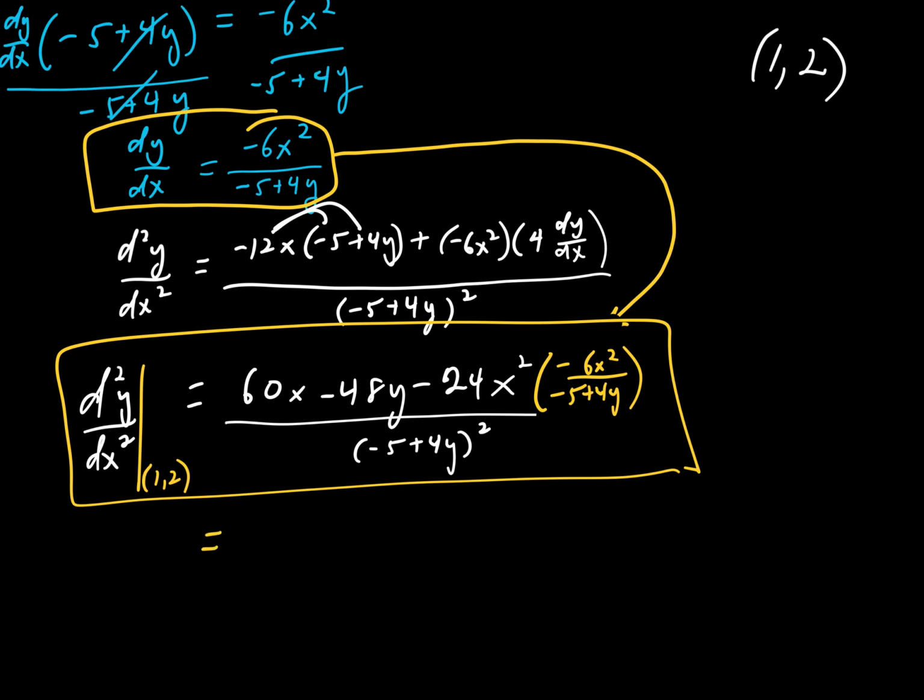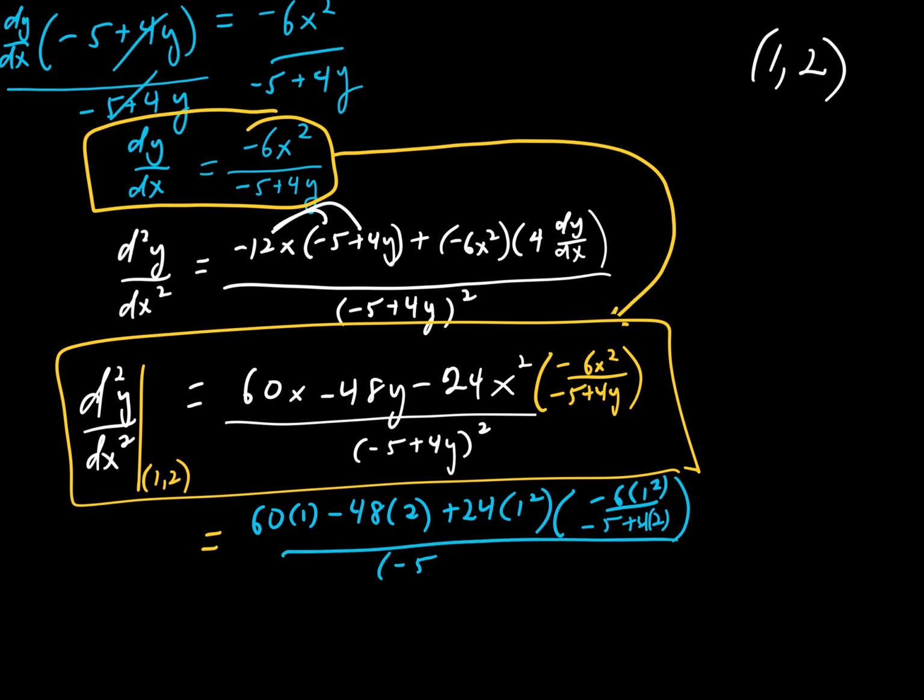All right, well, I'm going to go ahead and plug in my values now. So I have 60 times 1 minus 48 times 2 plus 24, 1 squared. And then we have to multiply that by a negative 6 times 1 squared over negative 5 plus 4 times 2. That's all over negative 5 plus 4 times our y value, which is 2, squared.